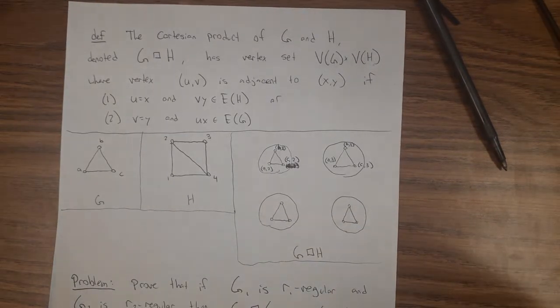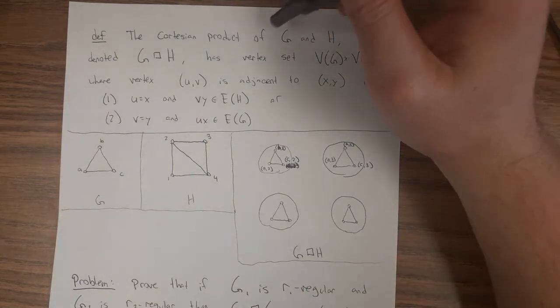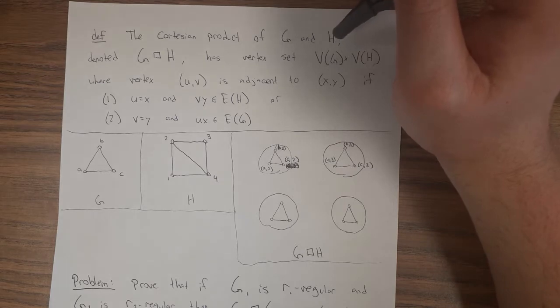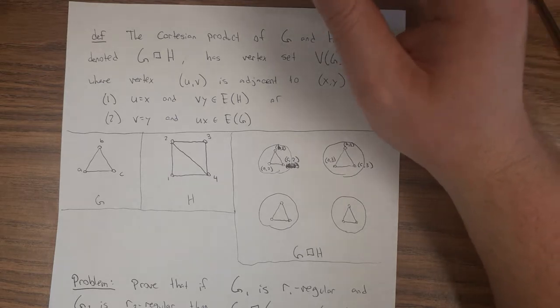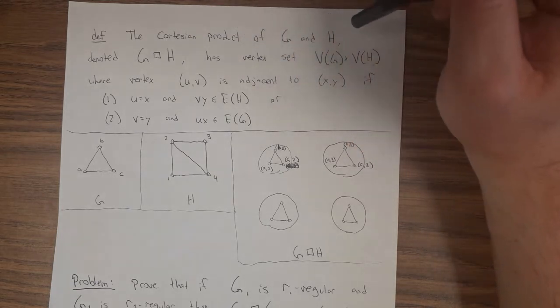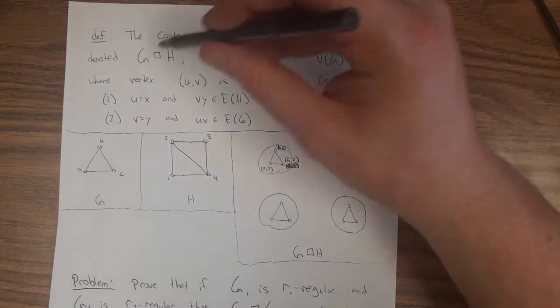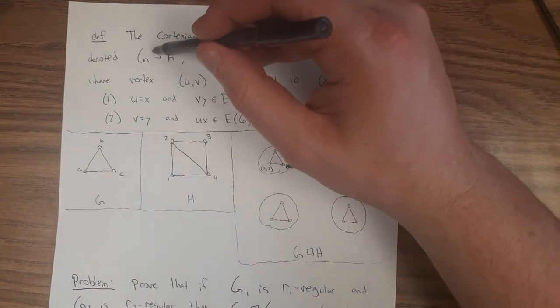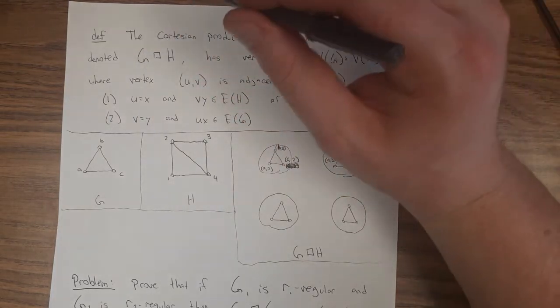Okay, now in section 1.6, there's several graph operations. There's the join, there's the sum of two graphs, and what I want to focus on is the hardest one, the Cartesian product of two graphs. So we denote that with a G and then a funny square symbol and then an H. When I read this, I'm just going to say G times H.